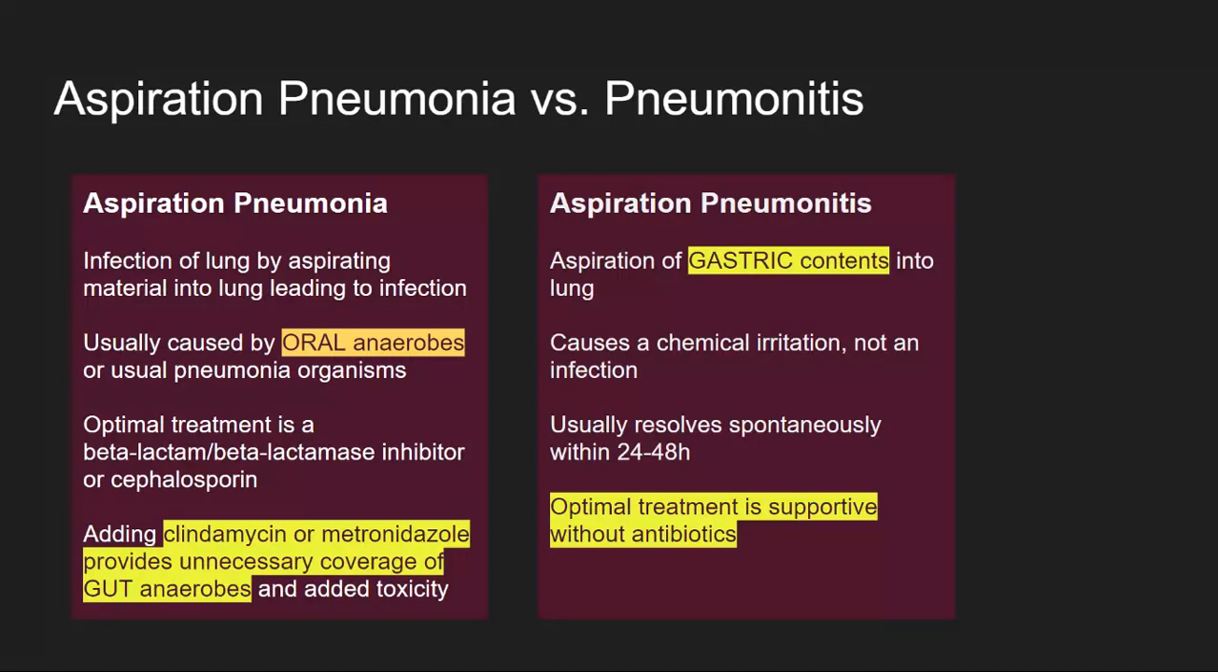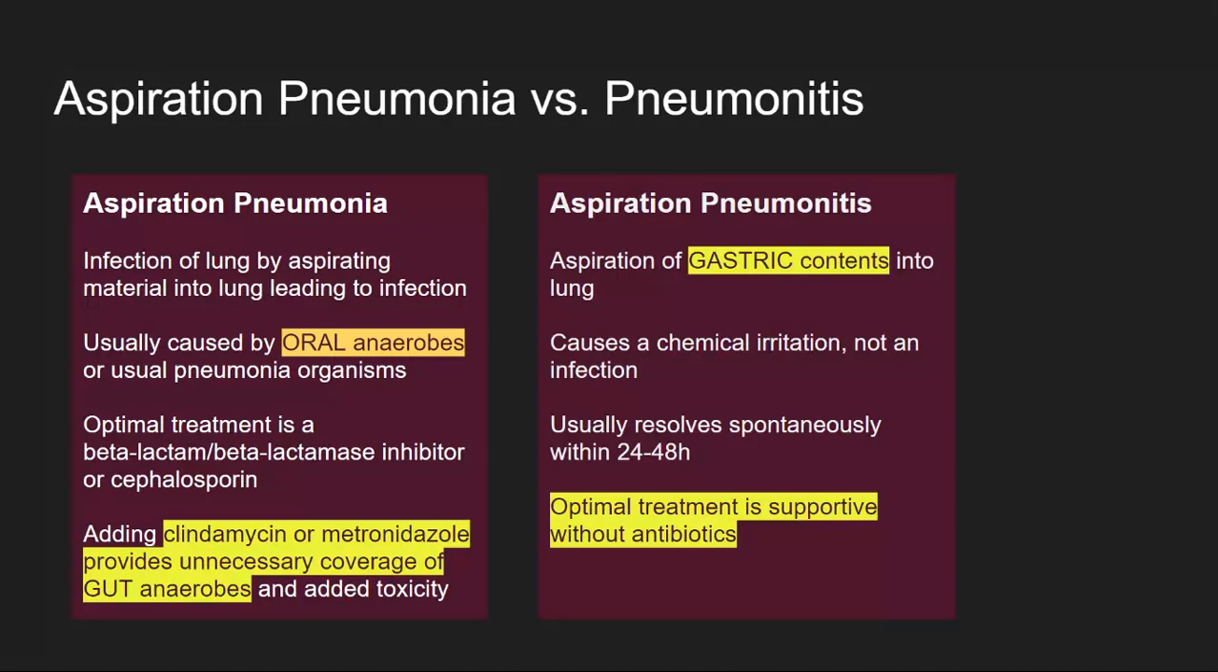The optimal treatment for aspiration pneumonia is using a beta-lactam and a beta-lactamase inhibitor or a cephalosporin because they generally cover oral anaerobes. But adding drugs like clindamycin or metronidazole that cover gut anaerobes is generally more than needed and it adds additional toxicity.